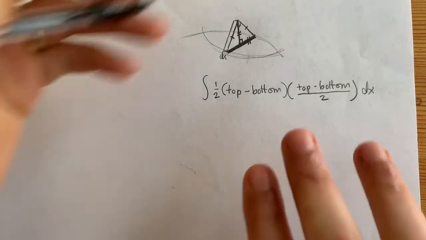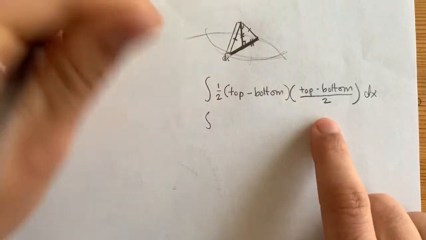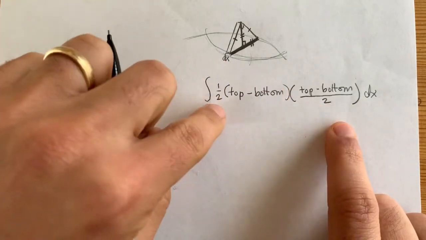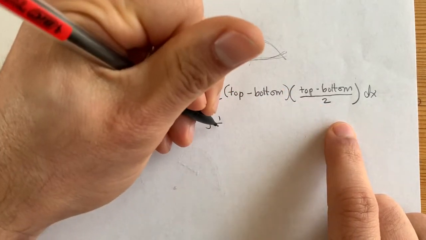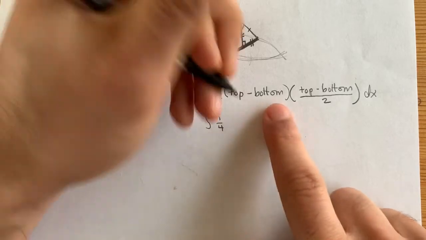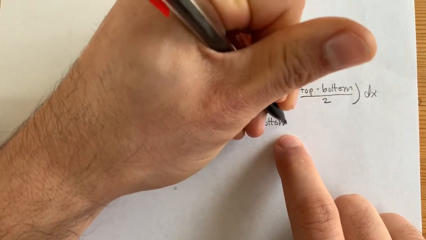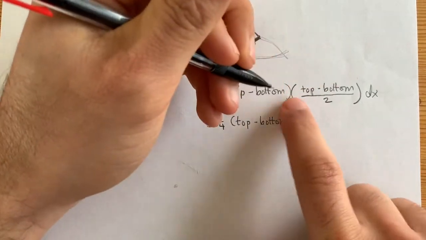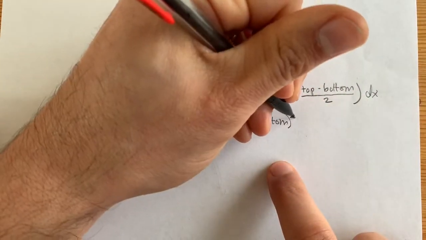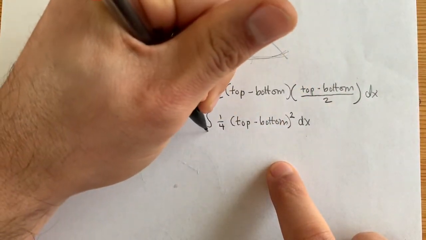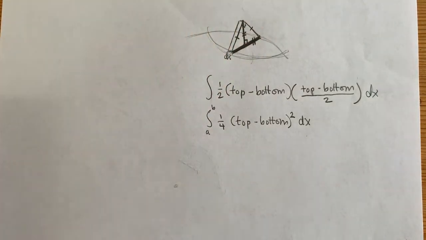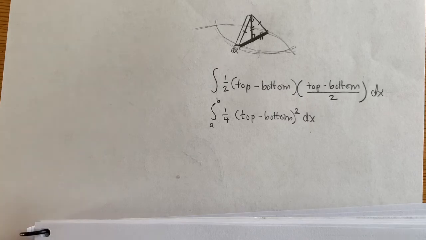And then we could technically simplify this 1/2 and this half. I could put the halves together to make 1/4, which would leave a top minus bottom here times a top minus bottom here, or I could just square it. And now that's technically my simplified formula for this scenario.